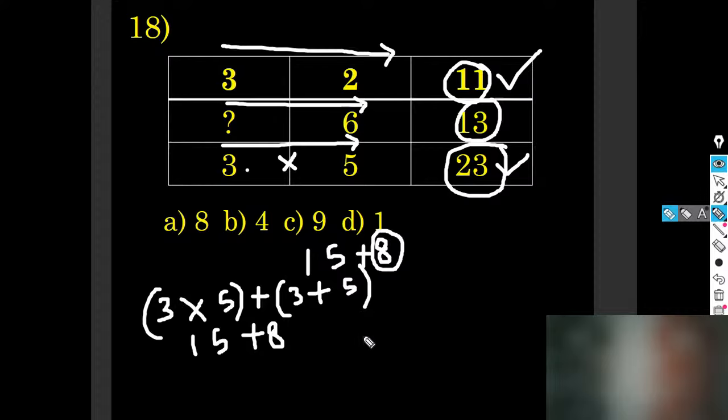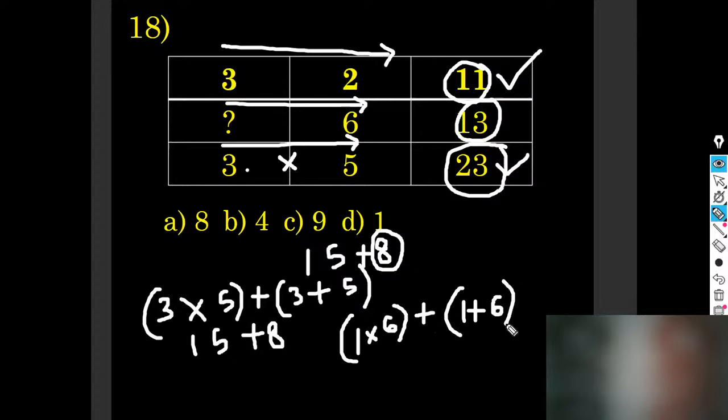Okay, let us take that as 1. So the logic says that 1 into 6 plus 1 plus 6. First, they are multiplying the numbers. Next, they are adding the numbers. So 1 into 6 is 6. 6 plus 1 is 7. So 6 plus 7 should give us the answer. 6 plus 7 is equal to 13.